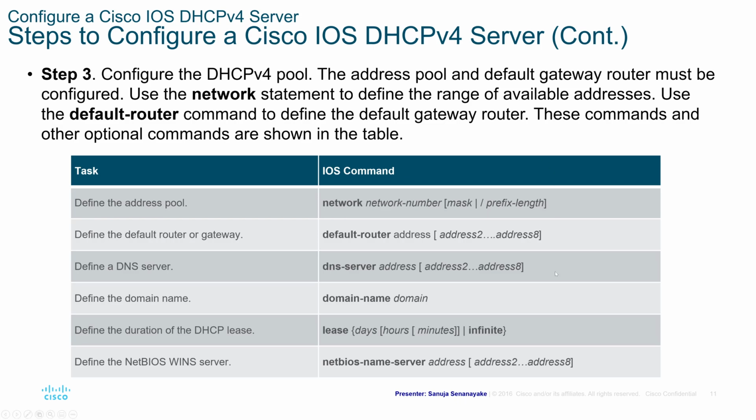That's one thing I found very useful with Cisco commands. For example, if you want to name a DNS server, it's dns-server. So these are the different IOS commands that you will be using to configure that DHCPv4 pool, and most of them are pretty self-explanatory because of the way the IOS commands are built.